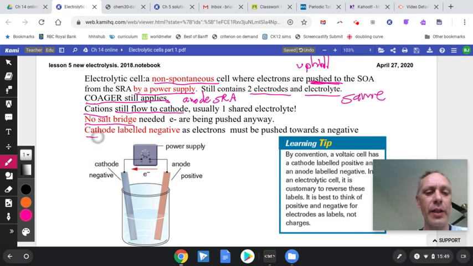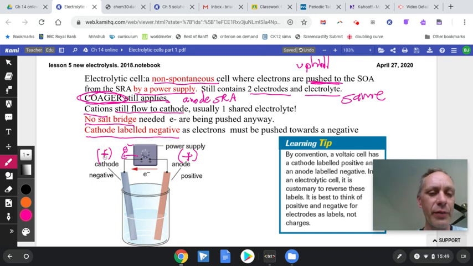And the last one, the cathode is labeled with a negative sign. So on voltaic cells, this would be a positive, but on electrolytic, it's a negative. And the anode is a positive. So we've reversed the signs, and that's just a convention or a rule. The reason is to remind you that when electrons are flowing towards the cathode, because remember I said the cathode still gains the electrons, they don't flow spontaneously, they have to be pushed.